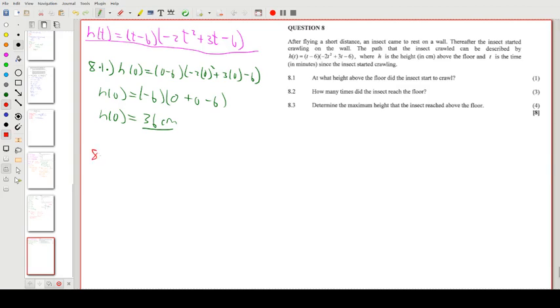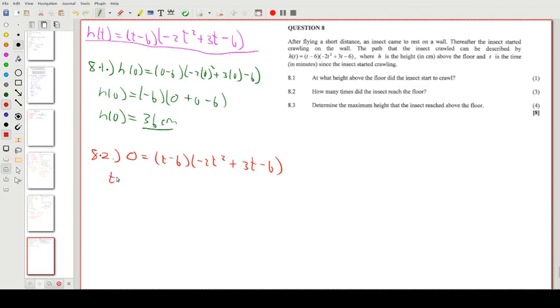Then 8.2. How many times did the insect reach the floor? Okay, so let's think about what this means. If the insect reaches the floor, what is its height above the floor? 0. So that's when h of t, the height, is 0. So all we do is we say 0 equals (t minus 6) times (negative 2t squared plus 3t minus 6), and we solve this. So we know that either this bracket is 0 or that bracket is 0.